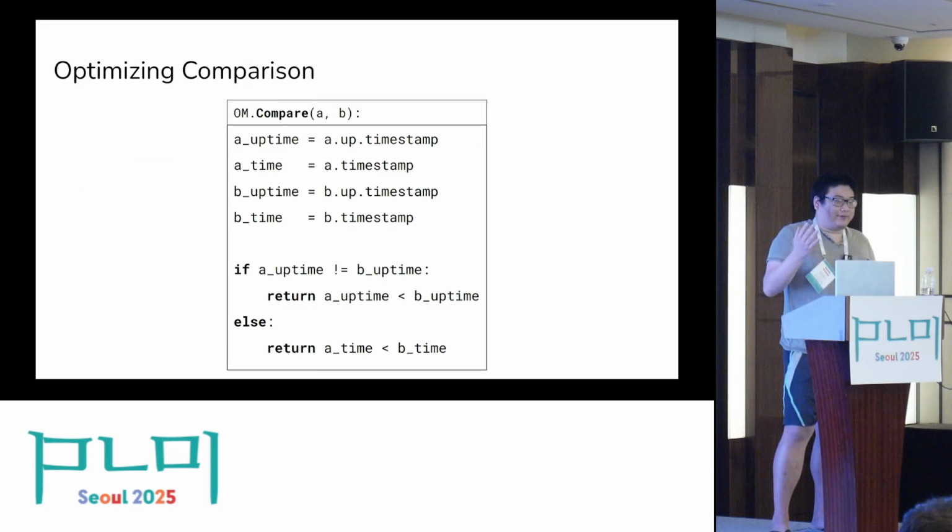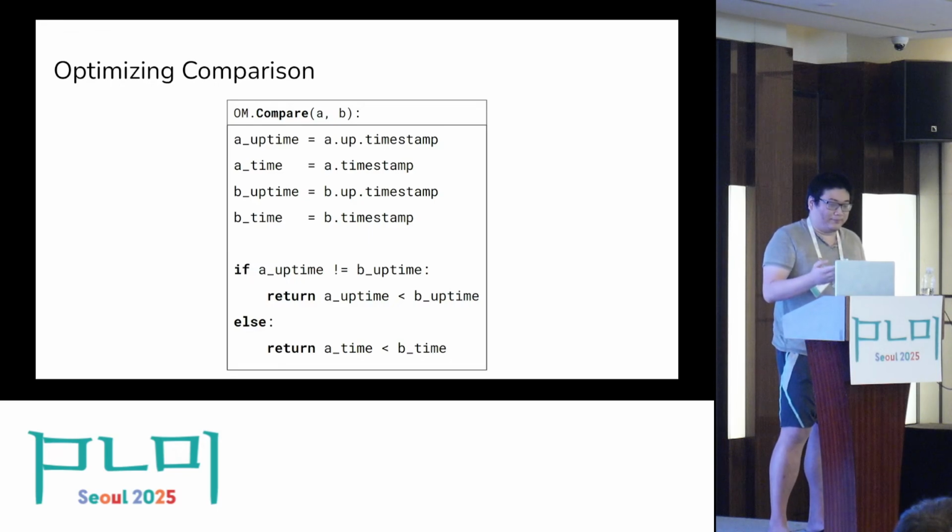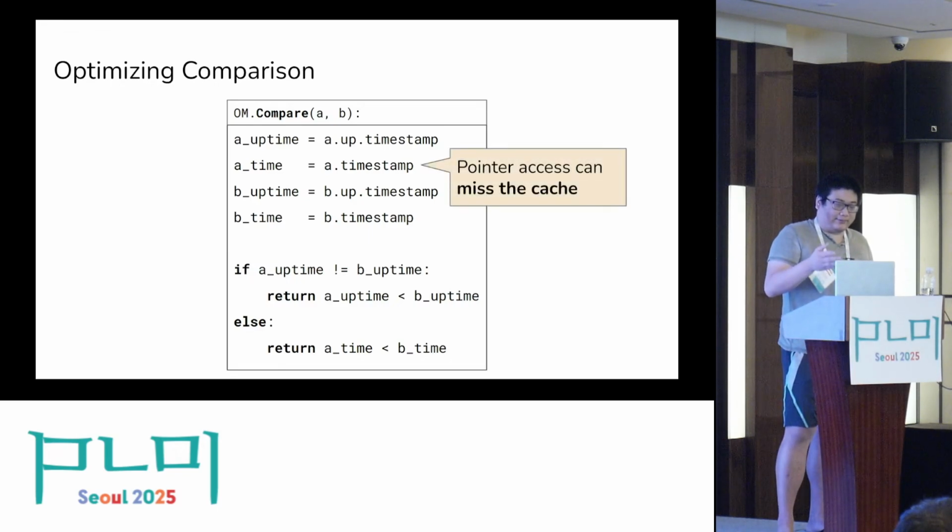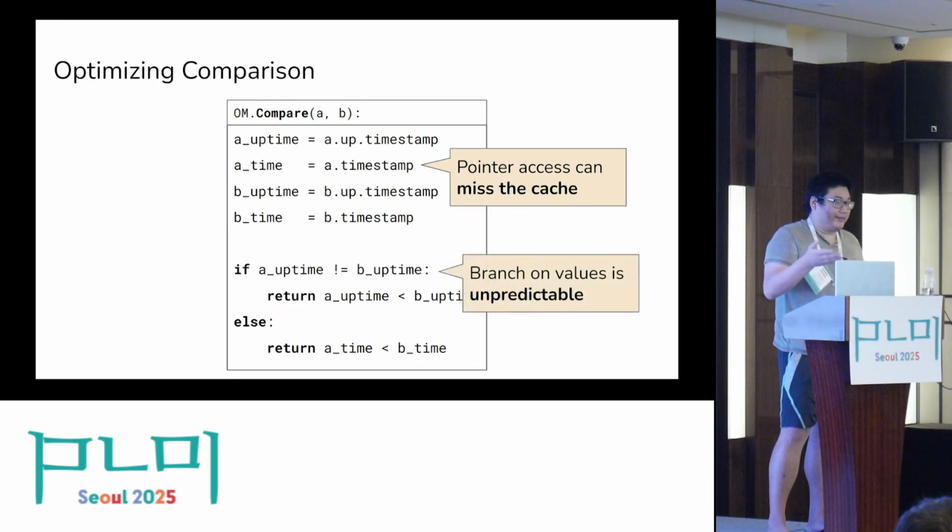The implementation of comparison is as follows. It takes two pointers, A and B, and it computes 4 timestamps. Finally, it lexicographically compares the two up timestamps, then the two down timestamps. As you can see, this code has two bottlenecks. One is that we are doing pointer accesses here, and each of them is a potential L2 cache miss. Another is that we have an unpredictable branch. This unpredictable branch will cause a pipeline stall, which is about 20 to 30 cycles on a modern CPU.